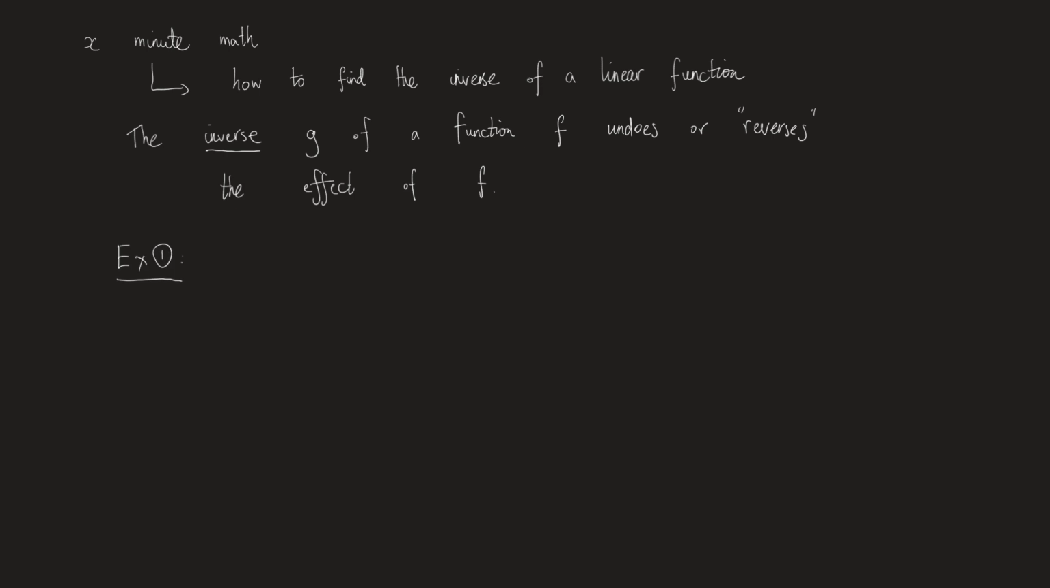So let's take a linear function, say f of x equals 4x. Well, what is the effect of this function? Well, it takes an input value, x, and it maps it over to an output value, we call it f of x. What's it actually doing? Well, this function is multiplying the input by 4.